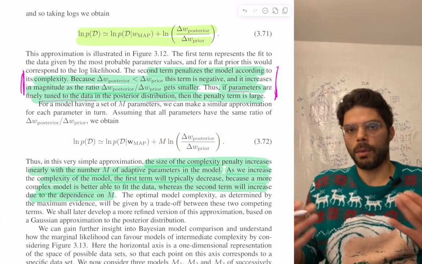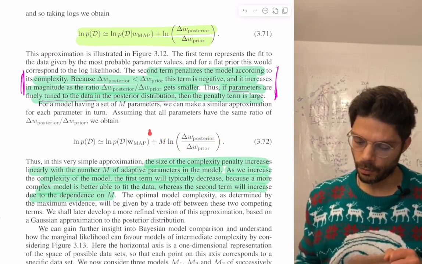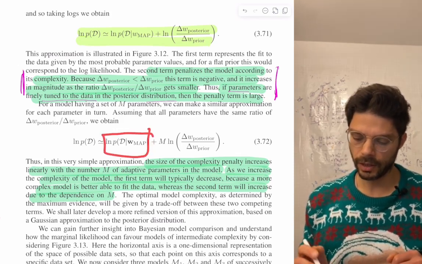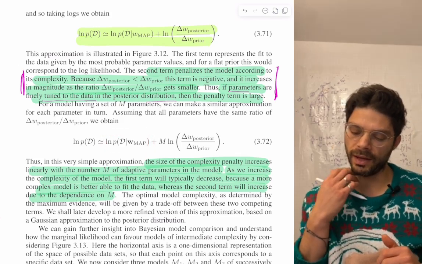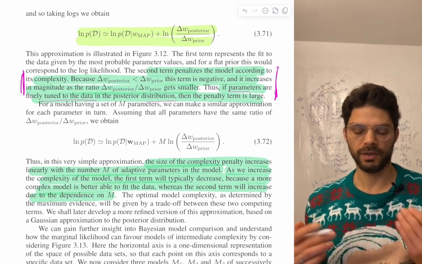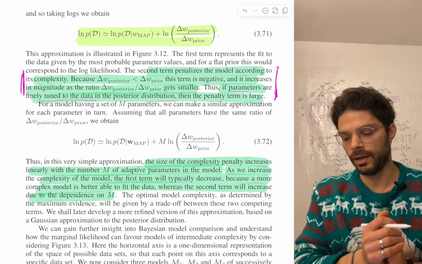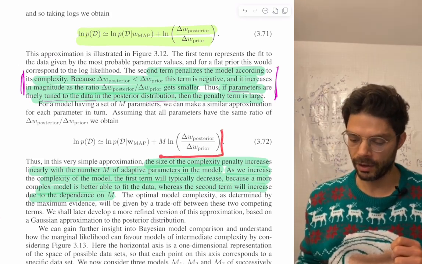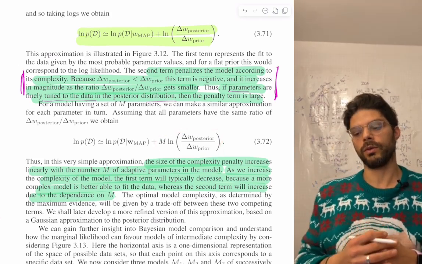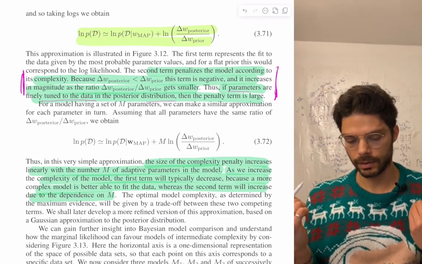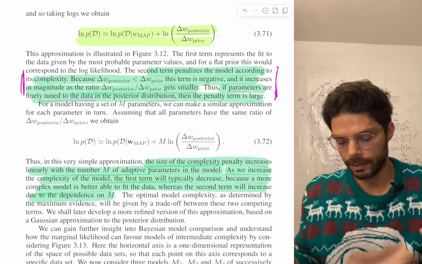It's going to become actually more and more negative, whereas as your models become more complicated, this term should actually increase. So you're going to fit the data better with your best parameter, but the penalty that you're going to get is going to get more negative. So you're going to be penalized more heavily.